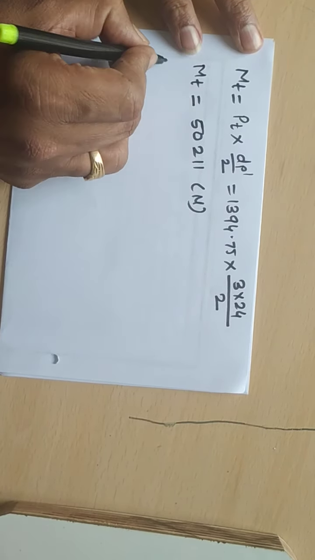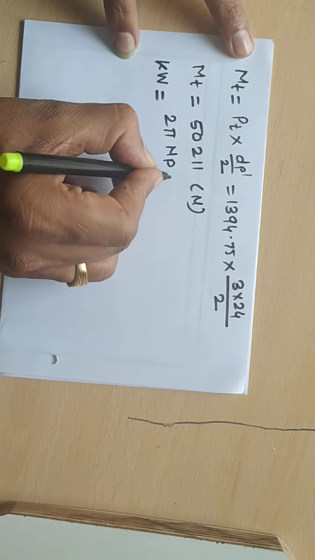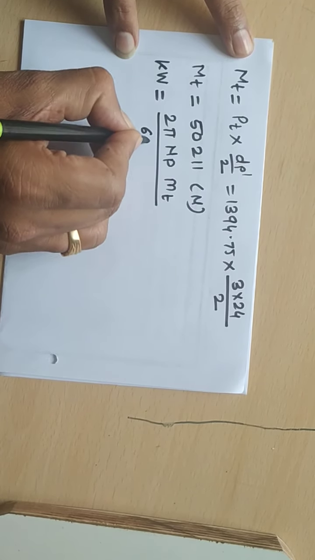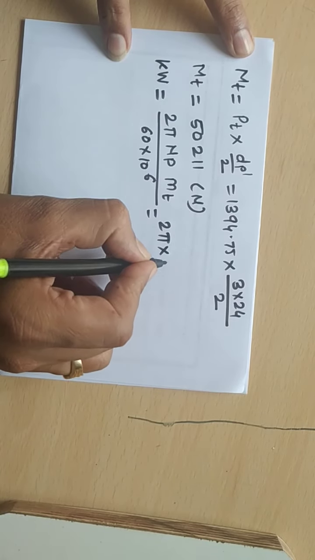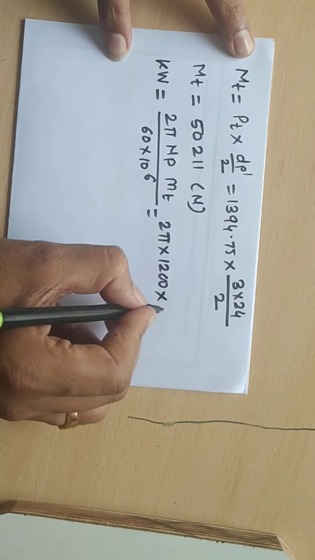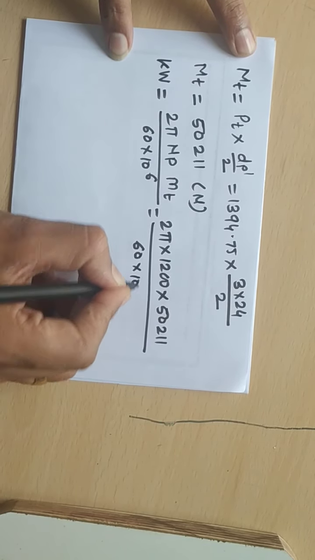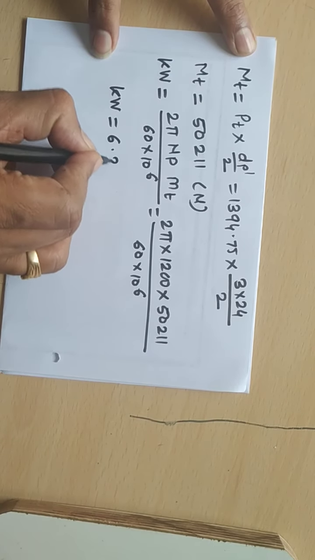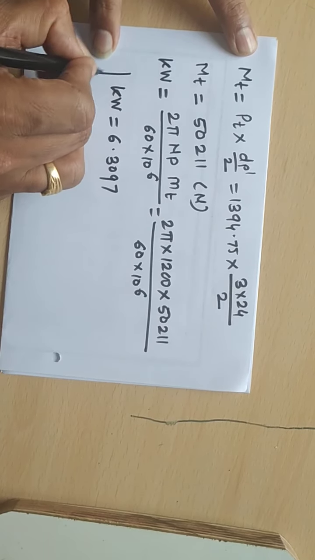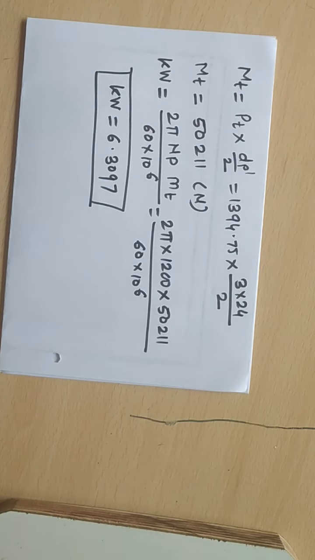Now by using this torque transmitted, find out the value of rated power, that is kilowatt. Power is 2 pi NP MT upon 60 into 10 to the power 6. This is equal to 2 pi, NP is given 1200, MT is calculated 50211 upon 60 into 10 to the power 6. By using this you have to find out the value of rated power in kilowatt. By calculation it is 6.3097 kilowatt. Like this you have to solve the numerical to find out the rated power.